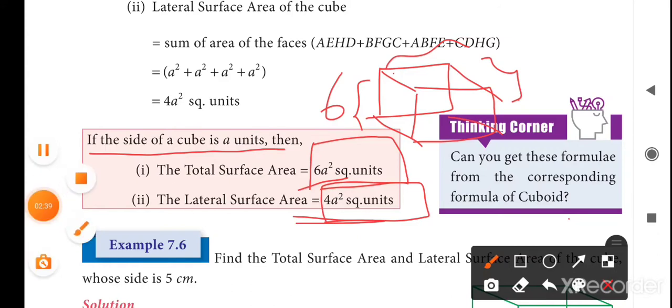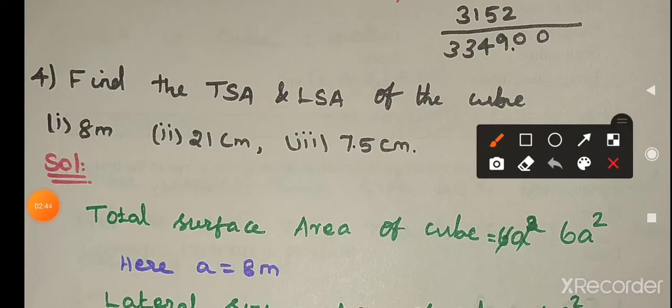That's it. Now we are moving to the next sum. Sum number 4, 7.2, Mensuration. Find the TSA and LSA of the cube.